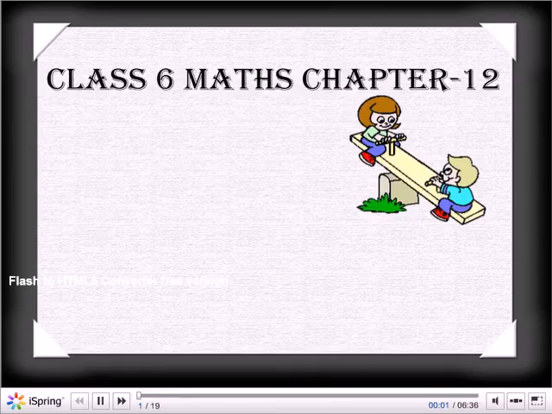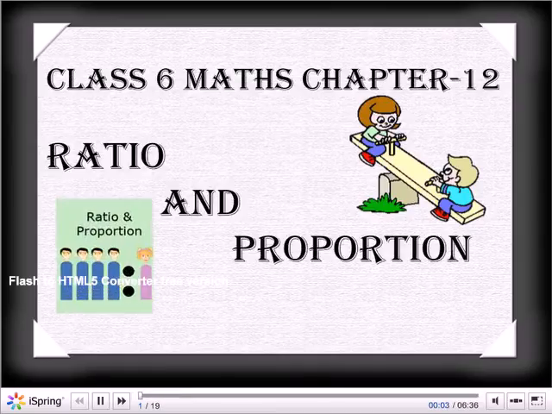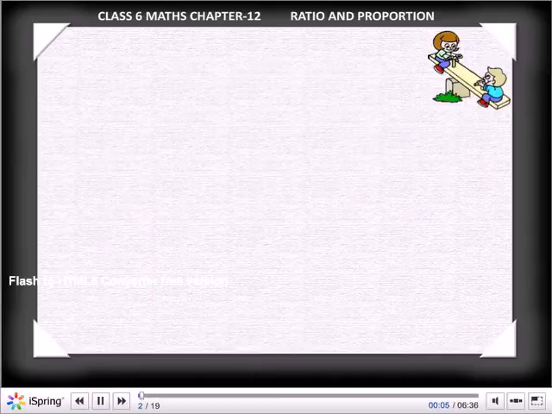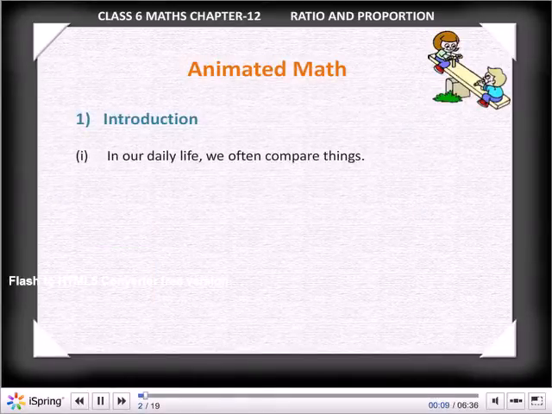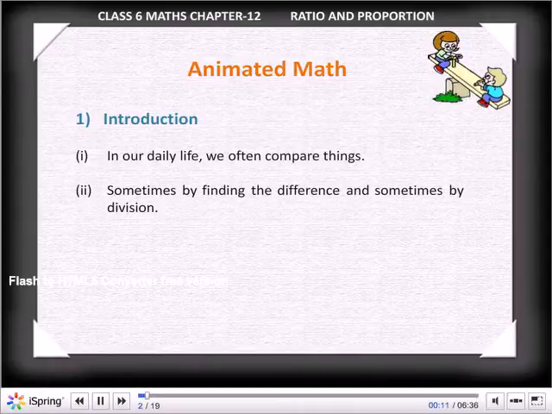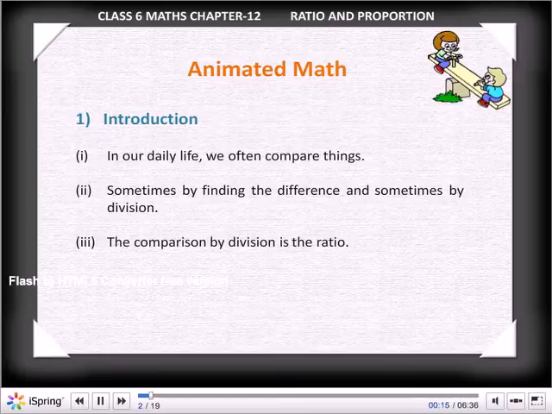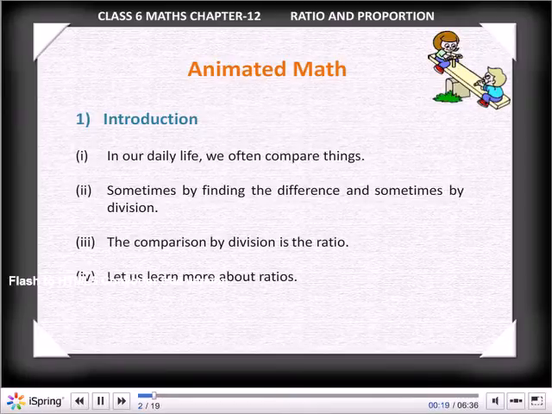Class 6 Maths Chapter 12 Ratio and Proportion. Animated Math. Introduction. In our daily life, we often compare things, sometimes by finding the difference and sometimes by division. The comparison by division is the ratio. Let us learn more about ratios.